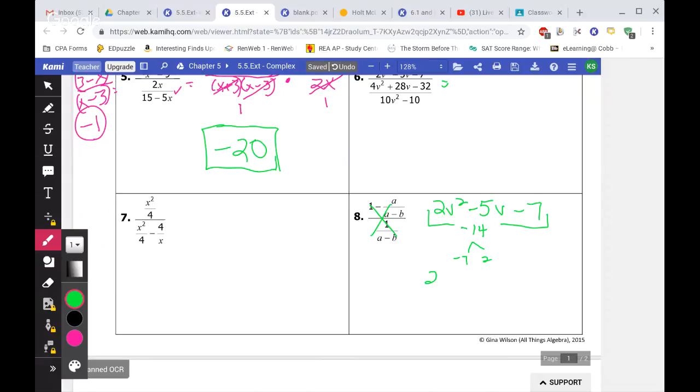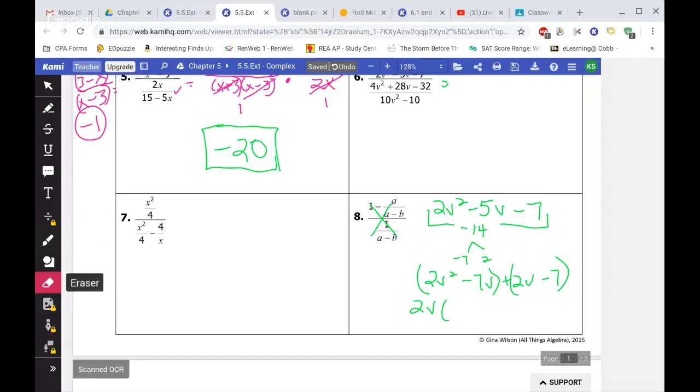So then we would rewrite that as 2v squared minus 7v, this is going to be weird, plus 2v minus 7. I probably should have written it the other way, as it probably would have been a cleaner grouping. Let's see what happens. So I can take a 2v out here, and that's going to leave me, no, I can't take a 2v out there. I can take a v out.